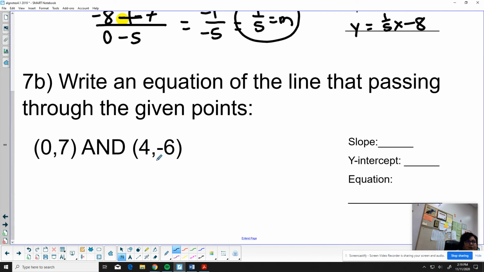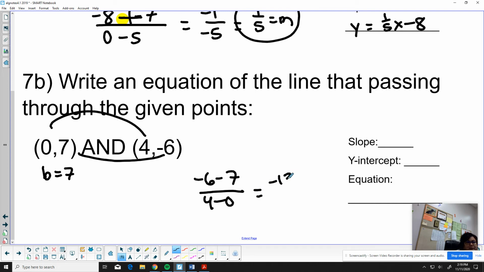Okay, same thing here. Write an equation of the line that passes through the given points. Well, 0, 7, so that's my b. And my slope, negative 6 minus 7 over 4 minus 0. So that's negative 13 over 4. That's my slope. We already decided the b was 7. So my equation is y equals negative 13 over 4x plus 7.